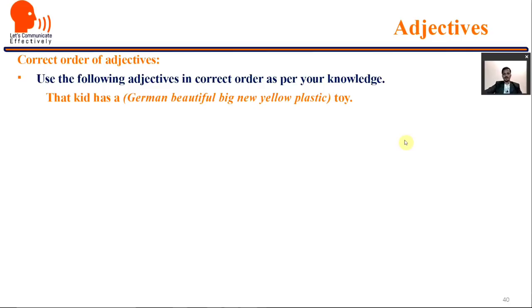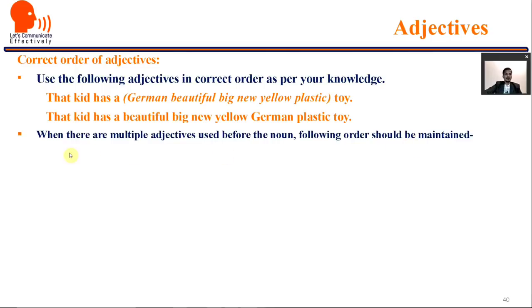All right, I hope you have got some response. So let us see. Now this is the appropriate correct order of adjectives. The kid has a beautiful big new yellow German plastic toy. So what are the rules? Let us see now. When there are multiple adjectives used before the noun, the following order should be maintained.